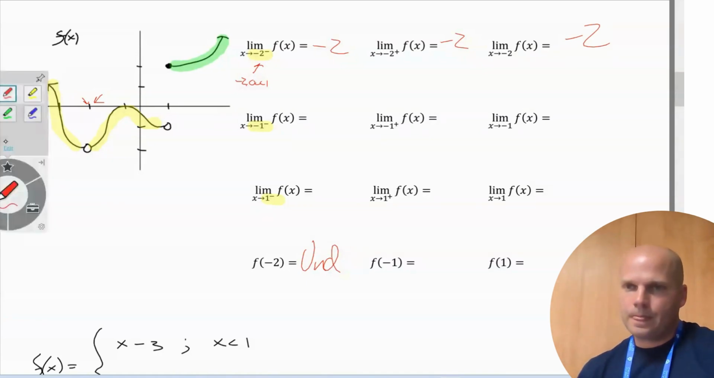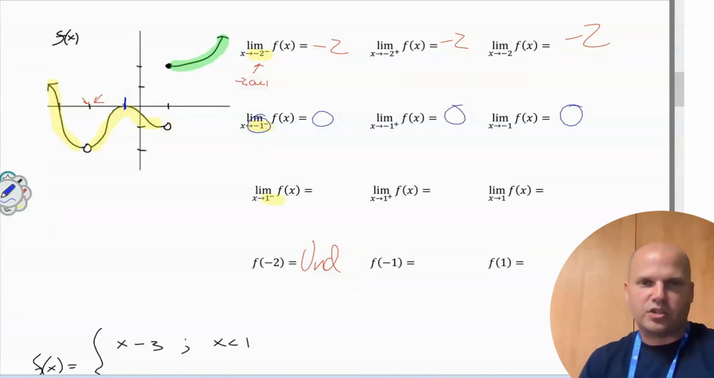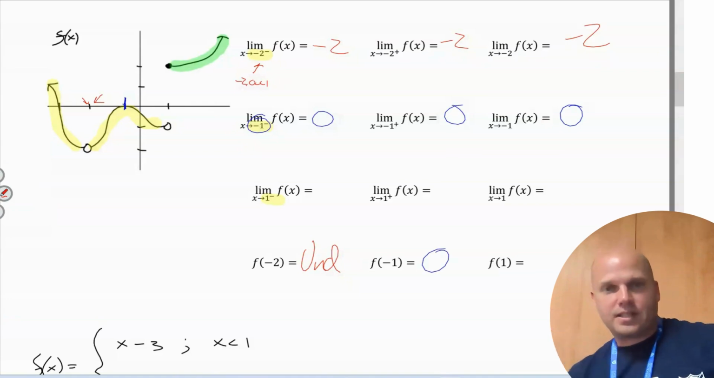For -1, here is the x coordinate -1, to the left, to the right. We can see we're approaching 0. This is one of those boring locations where everything meets up.